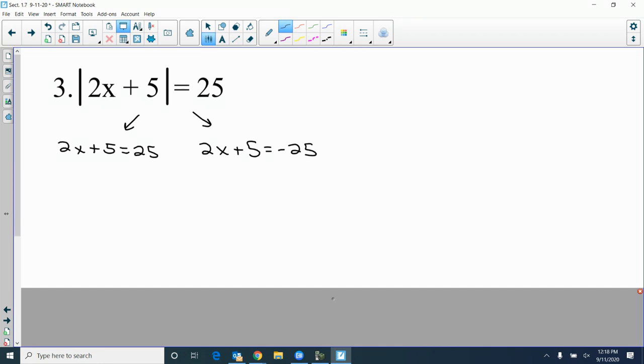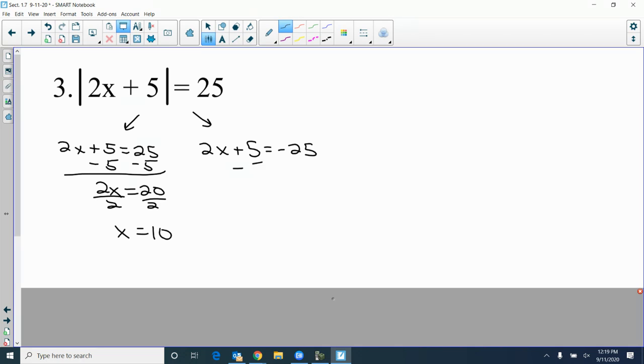All right, solve them independently because it's not going to be plus or minus the same number. So subtract 5. I get 2x equals 20. Divide by 2. I get x equals 10. Now this one's a pretty quick check. Just plug it in. 2 times 10 is 20 plus 5. Yep, that's 25. Now, sometimes people assume, oh, the first answer is 10, the next answer is negative 10. Don't assume that. You've got to solve it.